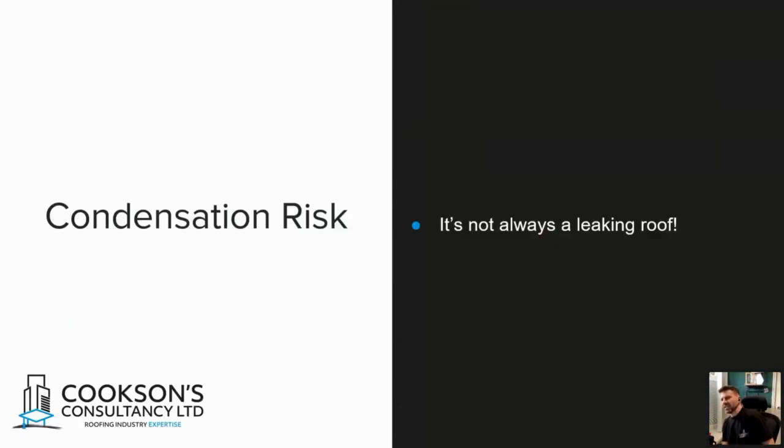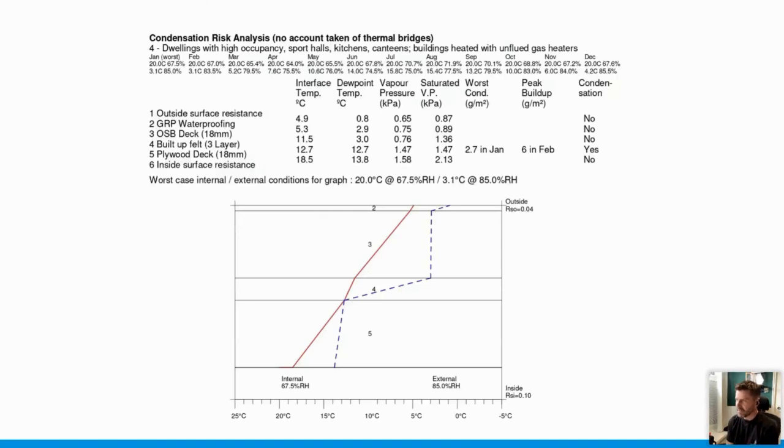Condensation risk, something that we just need to consider as well as part of our survey. It's not always a leaking roof, so interstitial condensation, that's something that can happen. Obviously, it happens when warm air from the inside meets the cold air from the outside, and within any kind of roof system build-up, you have what's called the dew point, which is where those two internal and external temperatures meet. And that's the point of dew, which is the point where condensation occurs.